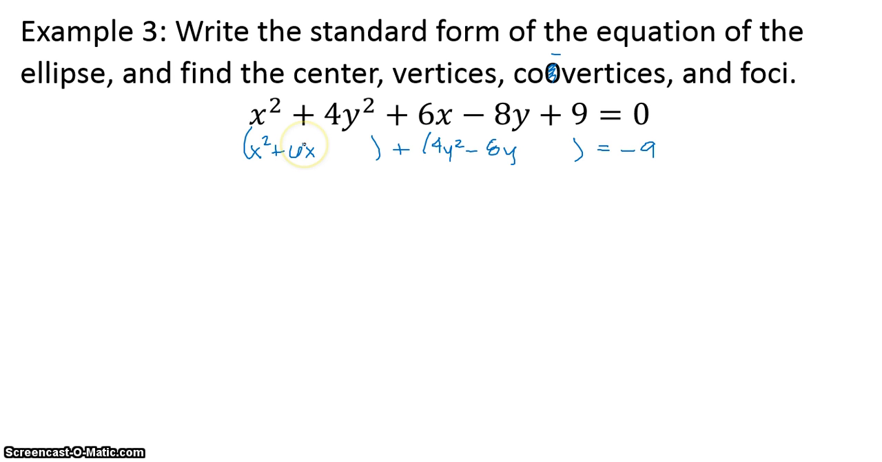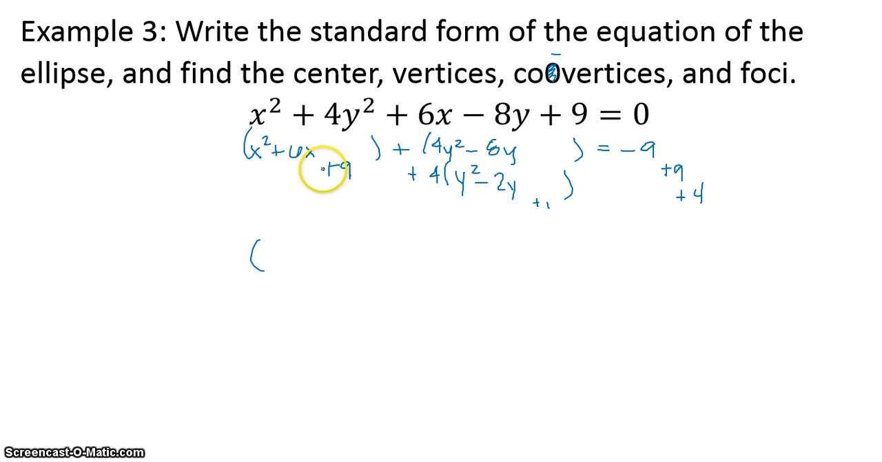So within each of these, I want to complete the square. So I do b divided by 2 squared. So in that one, that's plus 9, which means I need to add 9 over here. This one, before I can complete the square, I have to factor out that 4. So divide by 2 squared is plus 1. Because this is 4 times that plus 1, I'm really doing plus 4 over here.